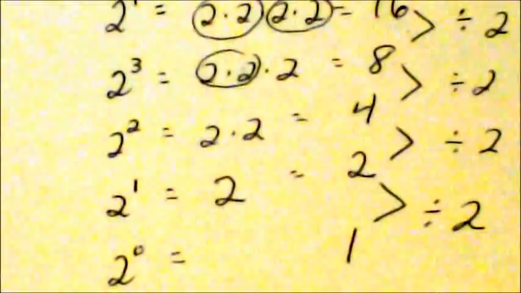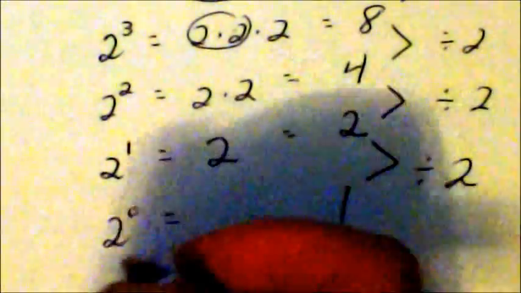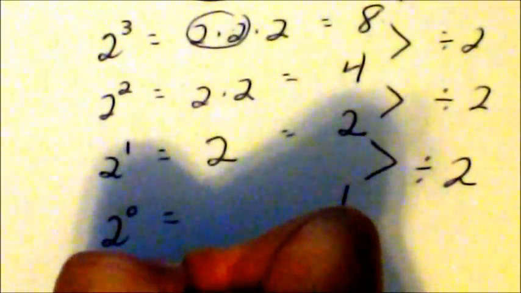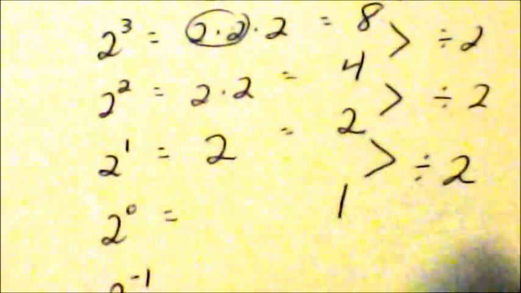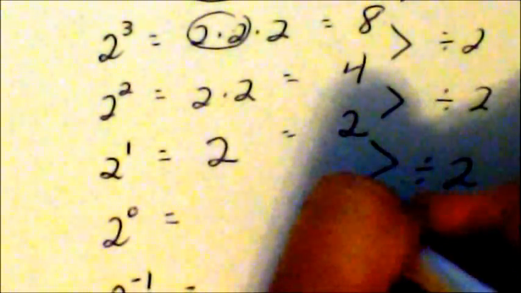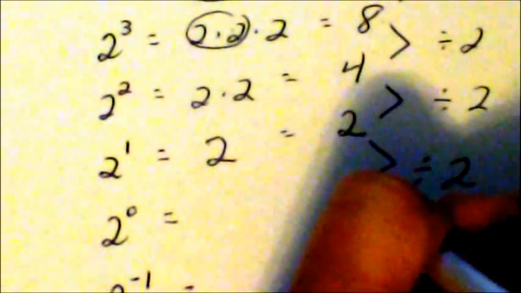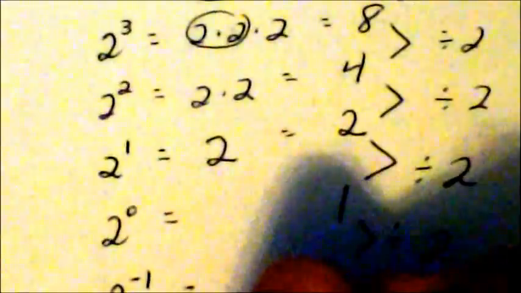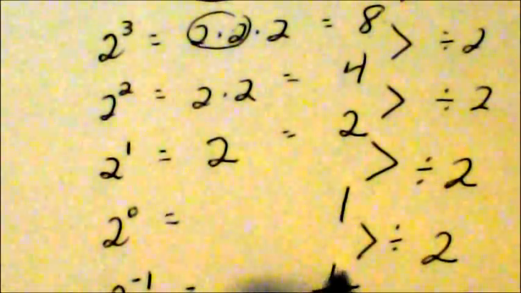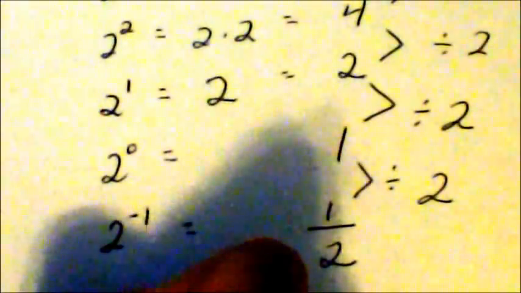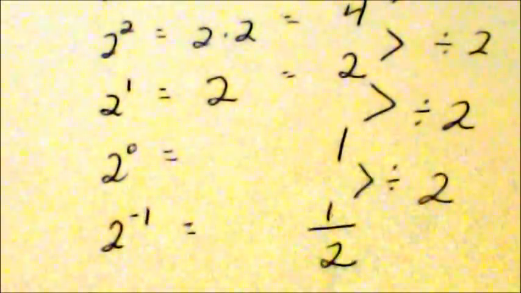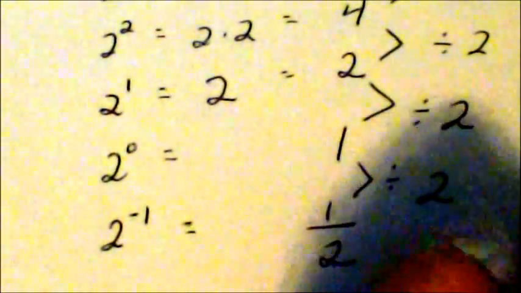Let's keep it going, though. Let's keep the pattern going. What would be next? The next exponent would be negative 1. Well, what's 1 divided by 2? It's 1/2, right? 1 divided by 2. The next exponent would be 2 to the negative 2. What's 1/2 divided by 2?